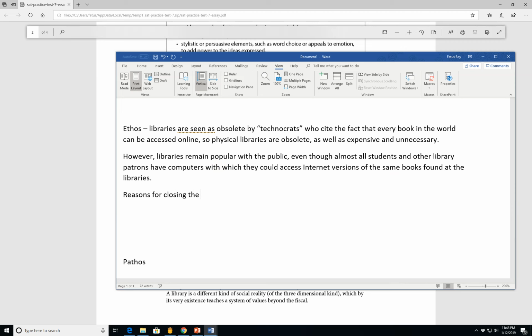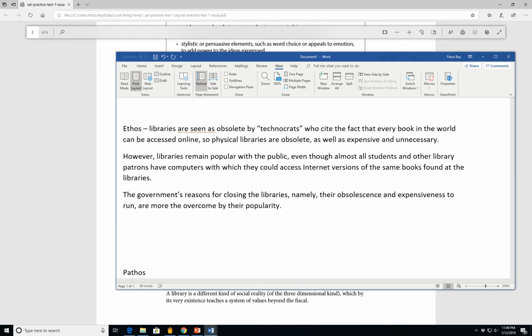Reasons for closing the libraries. The government's reasons for closing the libraries, namely their obsolescence and expensiveness to run, are belied by their popularity with the tax-paying public.